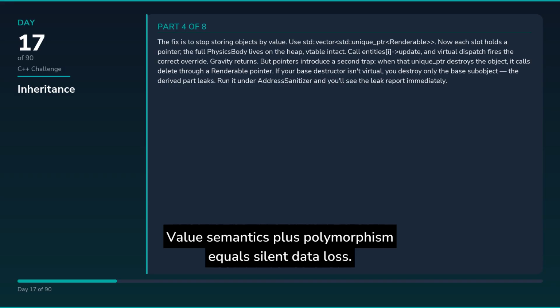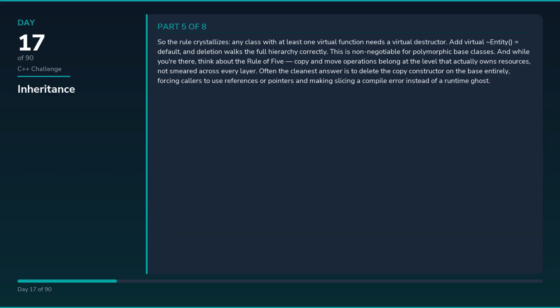But pointers introduce a second trap. When that unique_ptr destroys the object, it calls delete through a Renderable pointer. If your base destructor isn't virtual, you destroy only the base subobject, and the derived part leaks. Run it under AddressSanitizer and you'll see the leak report immediately. So the rule crystallizes: any class with at least one virtual function needs a virtual destructor. Add virtual ~Entity() = default, and deletion walks the full hierarchy correctly. This is non-negotiable for polymorphic base classes.